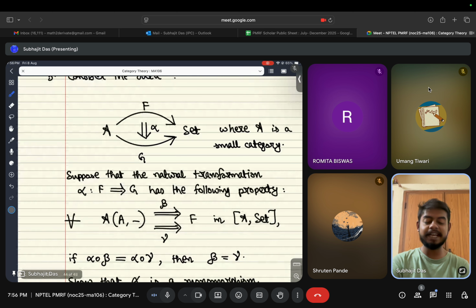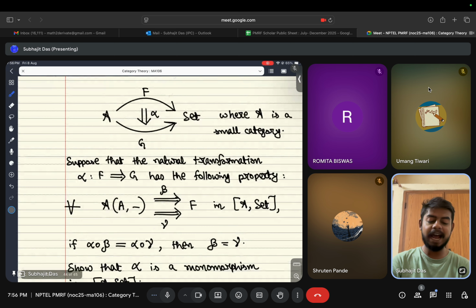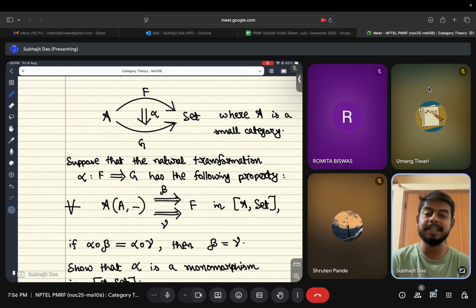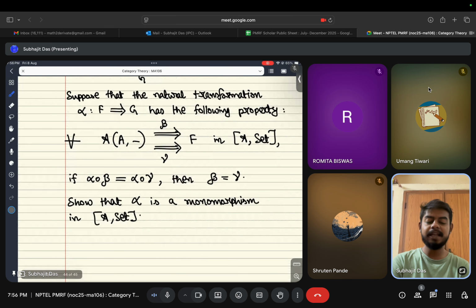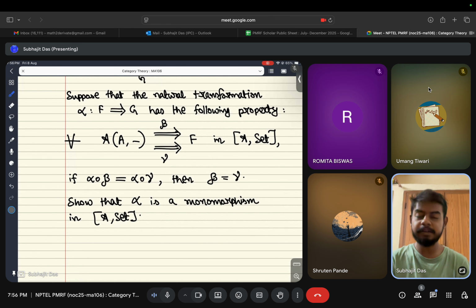Now suppose that this natural transformation alpha from F to G has the following property: whenever you take an arbitrary object A in the category A, and arbitrary natural transformations beta and gamma from the functor co-represented by A to F, alpha composed with beta is equal to alpha composed with gamma implies that beta is equal to gamma. Then you need to show that alpha is a monomorphism in the functor category from A to Set.